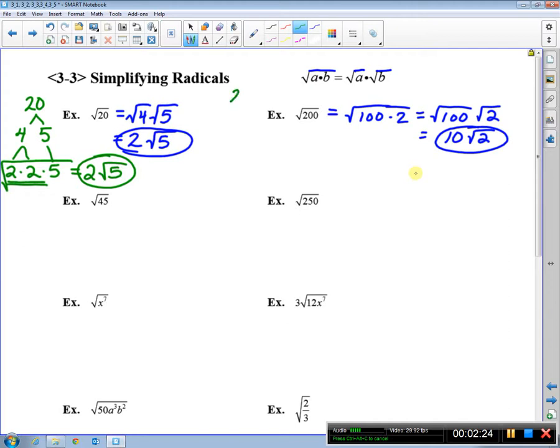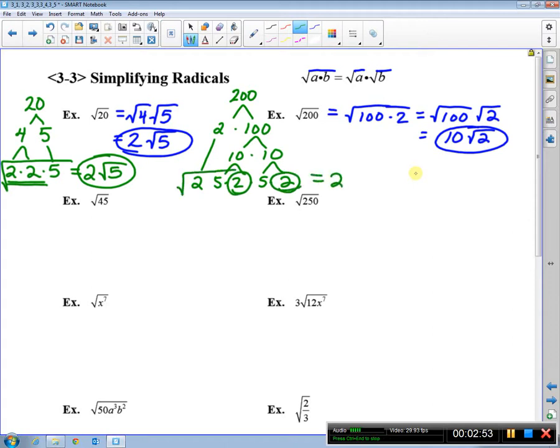If you used a prime factorization, this would go for a while. 2 times 100. 100 is 10 times 10. And this is 5 times 2 times 5 times 2. And let's bring this 2 down. So remember, pairs come out. So there are 2 2's, so a 2 would come out. Let me put a radical around this. And there are 2 5's, so a 5 would come out. We're multiplying. And the square root of 2 remains in. So you can see the answer is the same, 10 square root of 2.